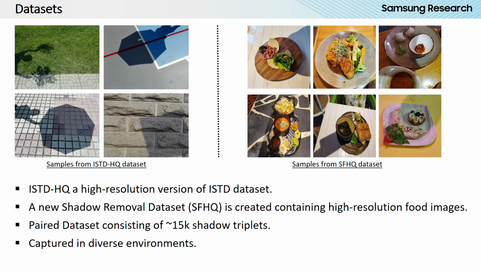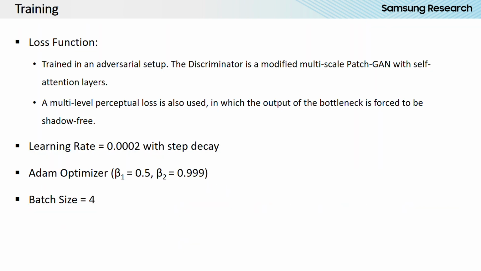Due to lack of high-resolution datasets for shadow removal, we create ISTD-HQ, a high-resolution version of the standard ISTD dataset using a super-resolution method. Additionally, we create SFHQ, a new large-scale high-resolution paired shadow removal dataset. The networks are trained in an adversarial setting using the GAN framework. In addition to adversarial losses, a multi-level perceptual loss is also used.